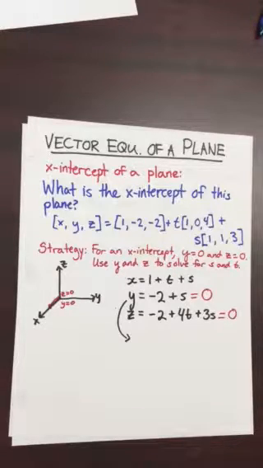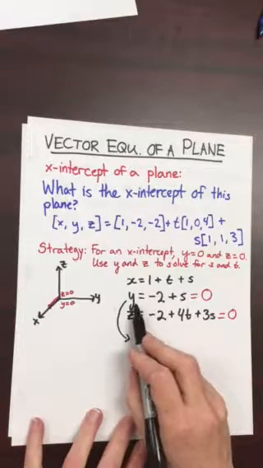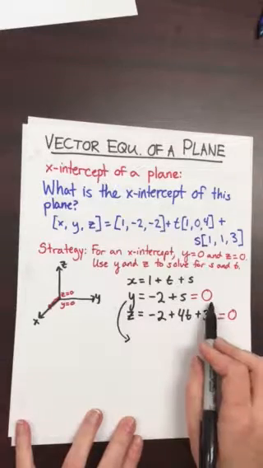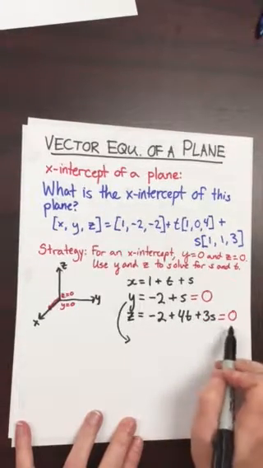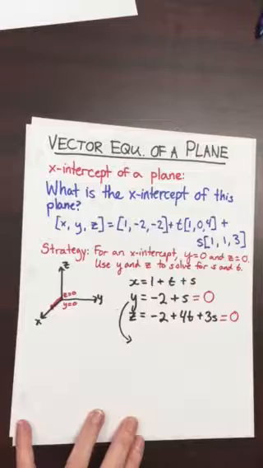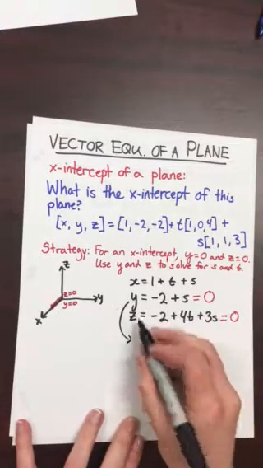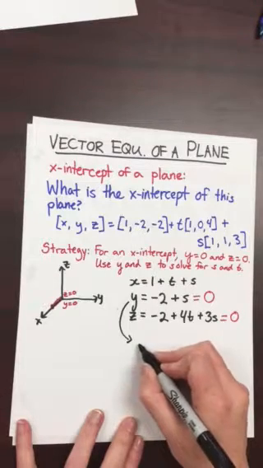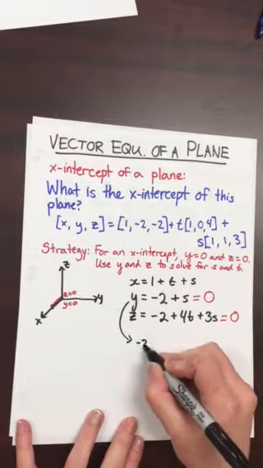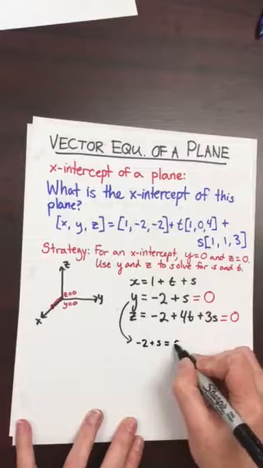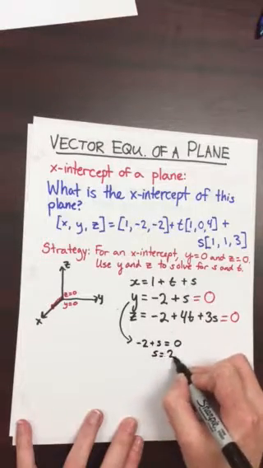So continuing on, we set the y parametric equation equal to 0 and the z parametric equation equal to 0, because that's where we're going to cross the x-axis. Then we just have to solve for s and t. So I'm going to start with solving the y equation. If I've got negative 2 plus s equals 0, then s must equal positive 2.